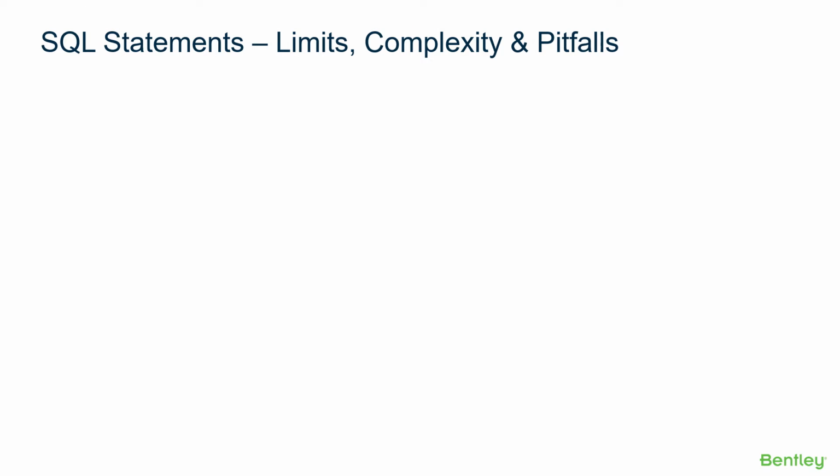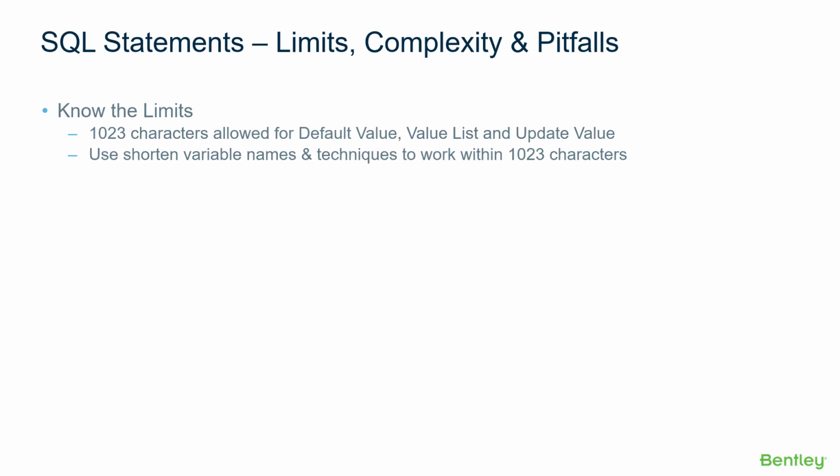Let's discuss more topics on SQL statement usage in ProjectWise, such as limits, complexity, and pitfalls. First, let's look at some of the known limits. One, there's 1,023 characters allowed for the SQL statement that will be stored in the default, value, value lists, and update value properties. Use shortened variable names and techniques to work within the 1,023 character limit. This version limit is based on the current release of ProjectWise and may be smaller depending on the version you are running.